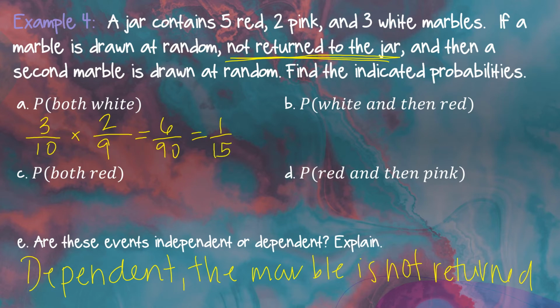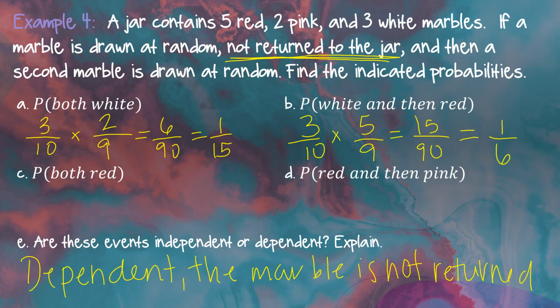Okay, probability of white and then red. So like A, there are 3 white marbles, so 3 out of 10. So you picked a white marble, you took it out. That doesn't impact the number of red marbles left. There's still 5 marbles left, but there's only 9 marbles remaining in that jar because you kept that one out. So 3 times 5 is 15, and 10 times 9 is 90. Those are both divisible by 15, which gives us 1/6.